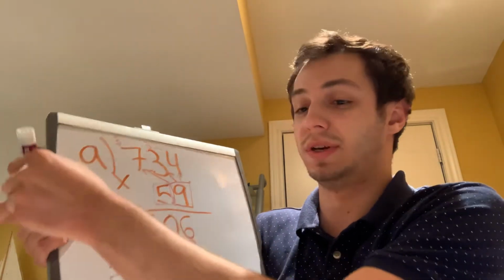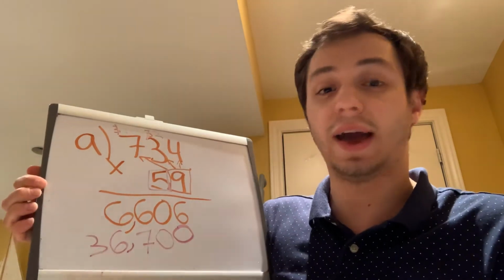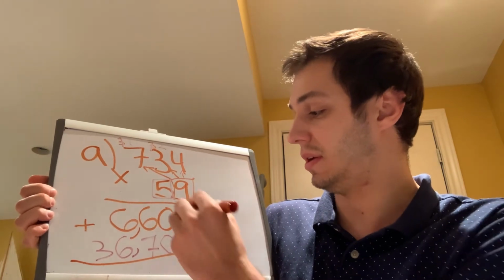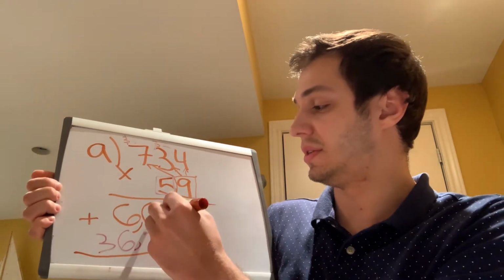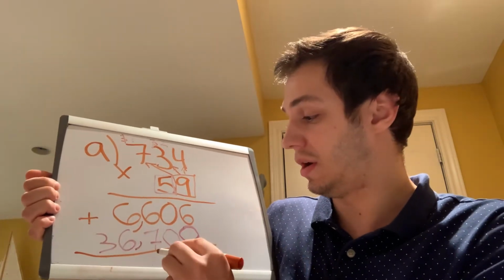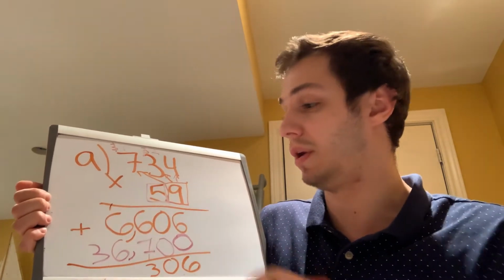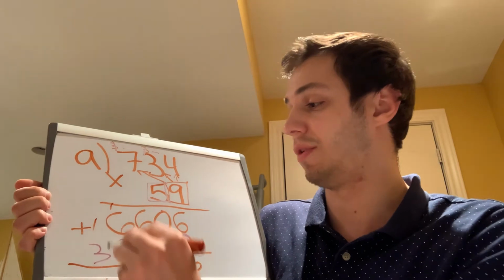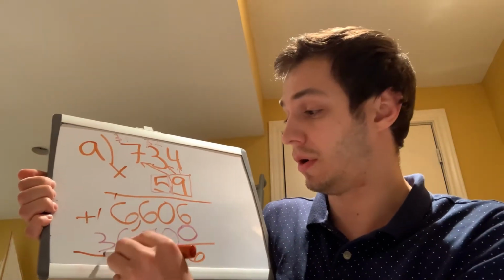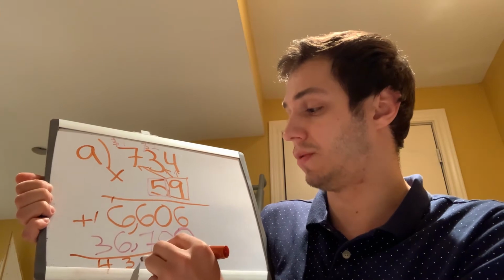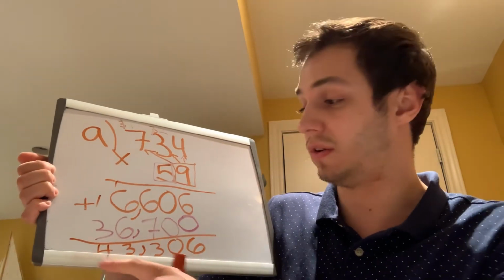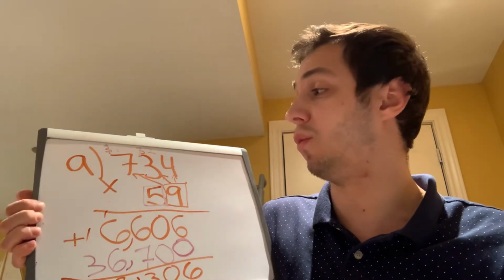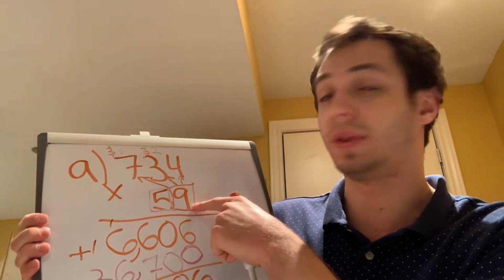And now all I have to do is add these two numbers up. So I need to add my addition sign. Right? 6 plus 0 is 6. 0 plus 0 is 0. 6 plus 7 will give me 13. I'll put my 3 here, carry over my 1. 6 plus 1 will also give me 13. Put my 3, carry my 1. 3 plus 1 is 4. I'll add in my comma right before my 1,000. So our answer is 43,306.